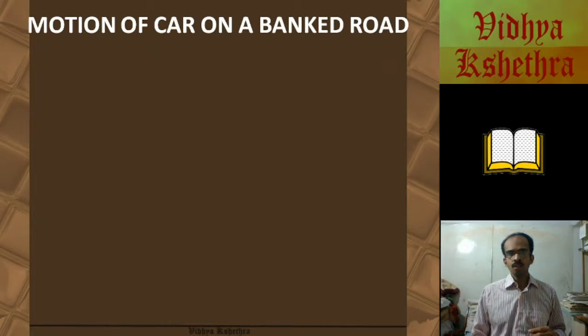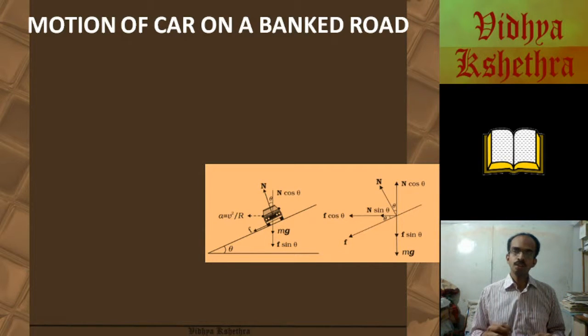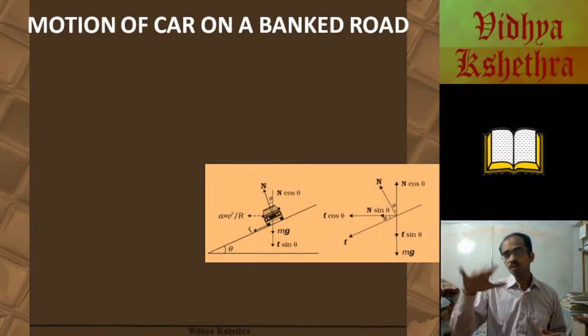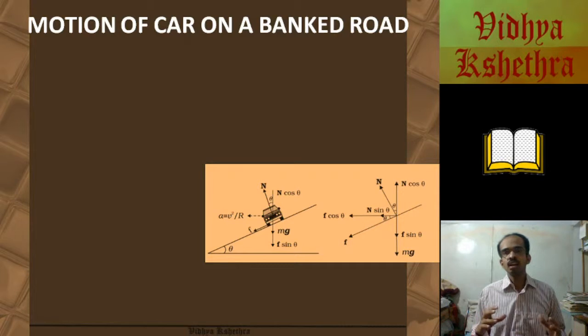Now, motion of a car on a banked road. This is when the car moves along a slant while turning. And from this formula, we can see why it is better to bank roads in turnings, since the car can traverse the turn at much higher speeds compared to the flat circular path discussed earlier.